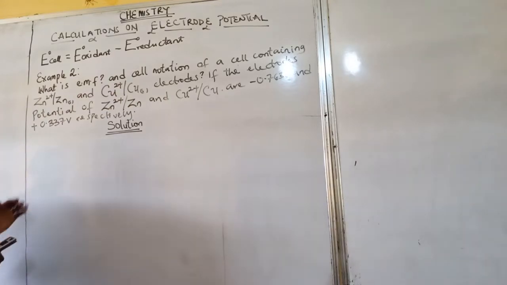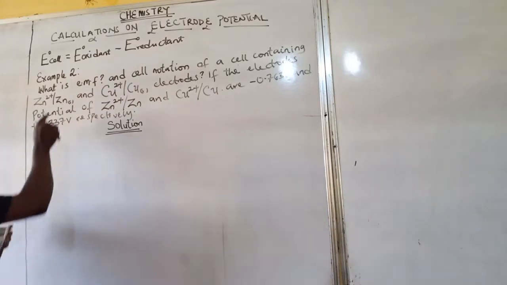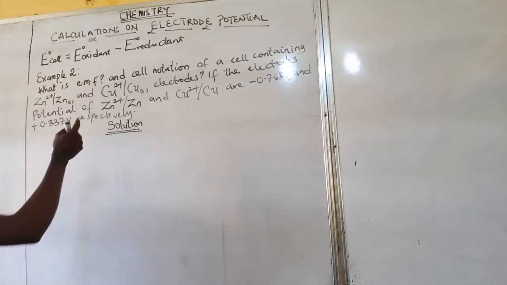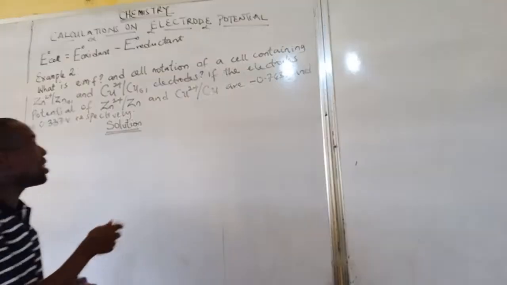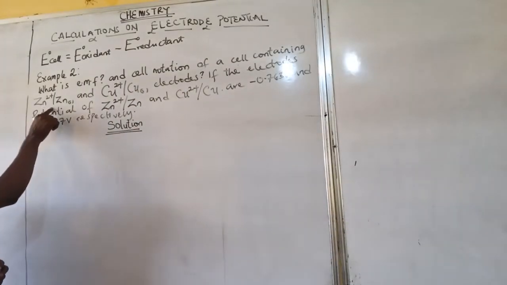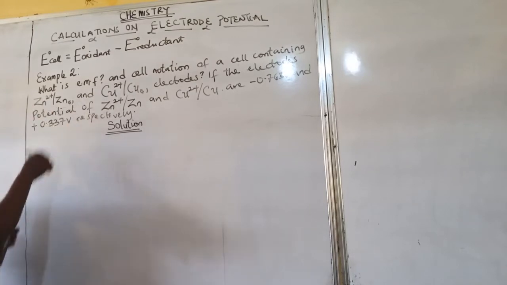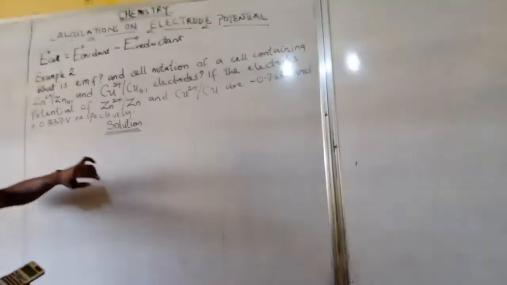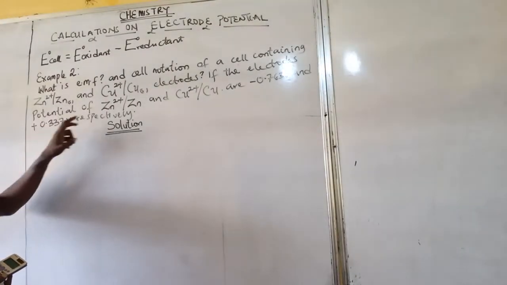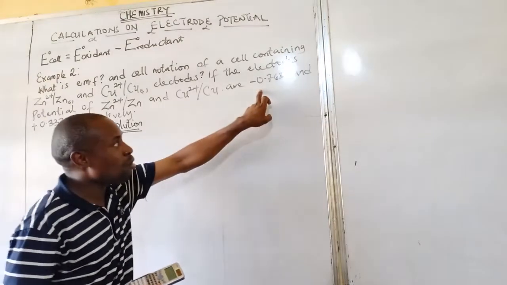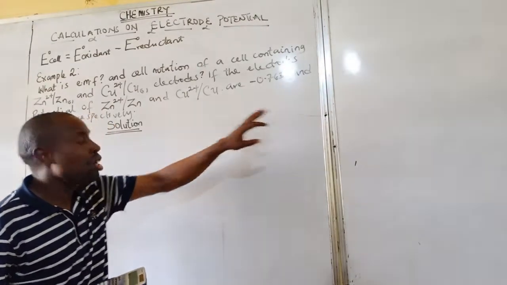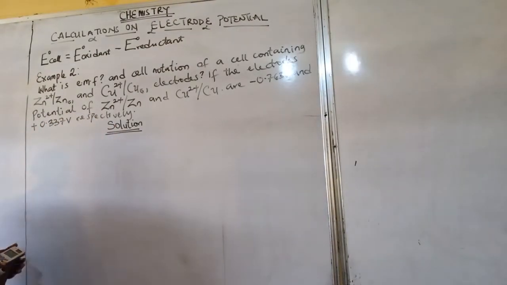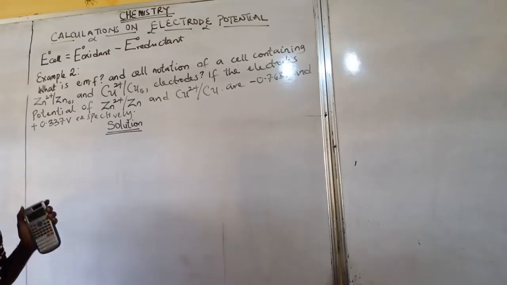And it's very simple. Now, how do we solve such a question? The question says, what is the EMF and cell notation of a cell containing what you are seeing here, Zn2+ interface Zn and Cu2+ interface Cu electrodes, if the electrode potentials of these are minus 0.673 volt and plus 0.33 volt respectively? It's very simple.